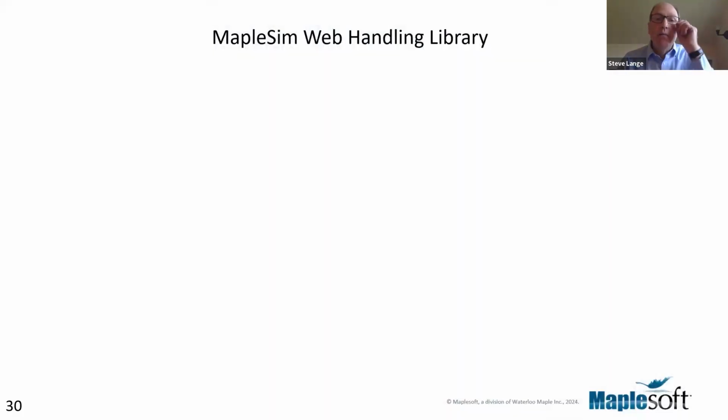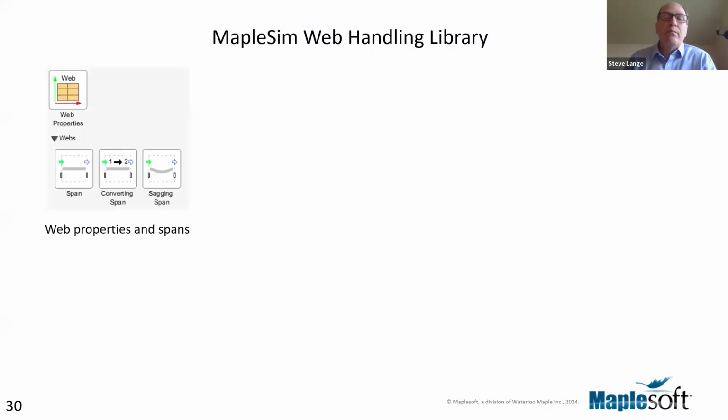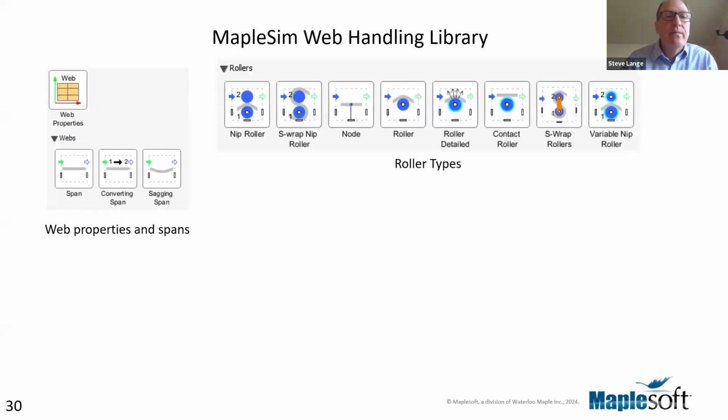So for those who may not be familiar with this product, MapleSim is a Modelica-based simulation software package from MapleSoft, and they have developed a specific library related to web handling, which enables you to create virtual webs with various web properties and create spans, which are basically the distances between web handling components.